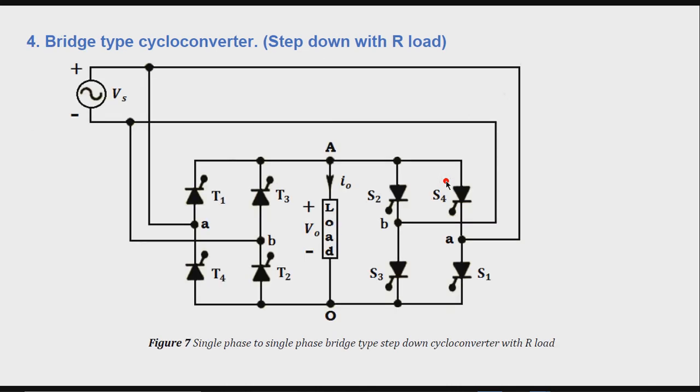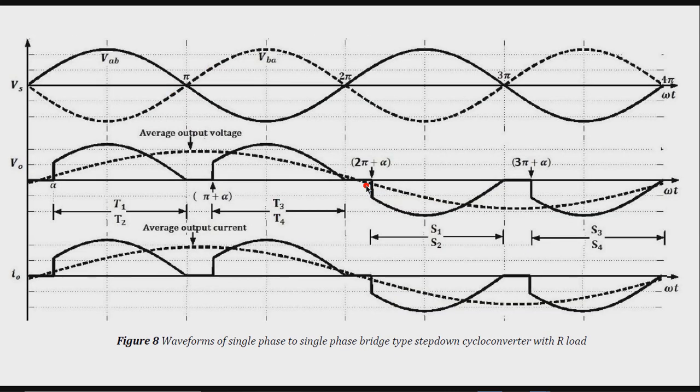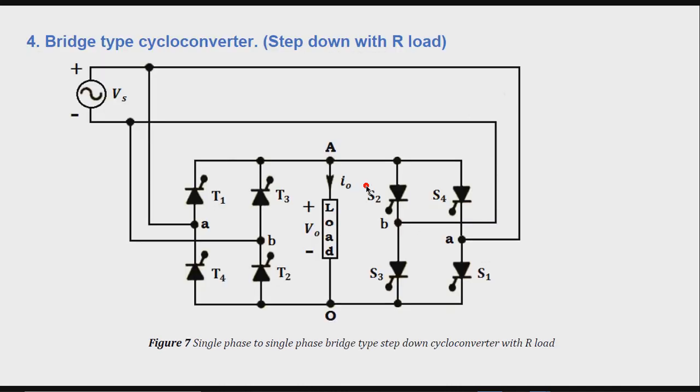Next is the bridge type step down cycloconverter with resistive load. So when the resistive type load is inserted, we have to understand the principle of this type of cycloconverter. The waveform for both the midpoint type and this type are the same for step down cycloconverters. Now the power circuit diagram for the bridge type cycloconverter is as shown in this figure.